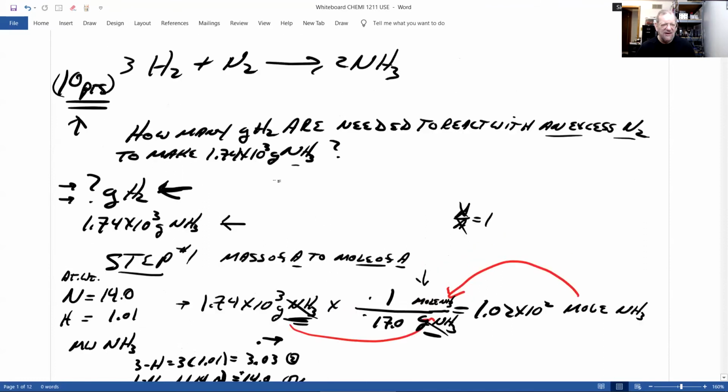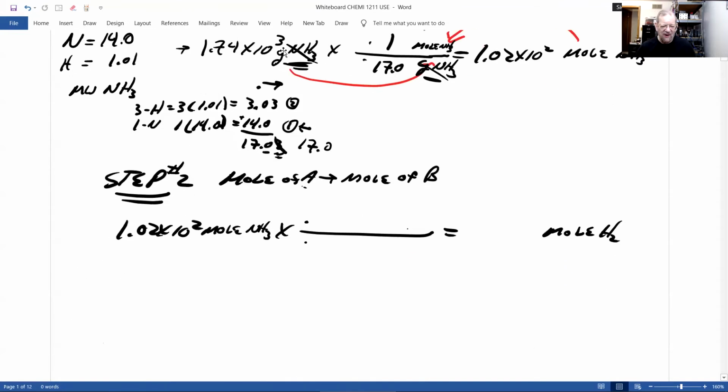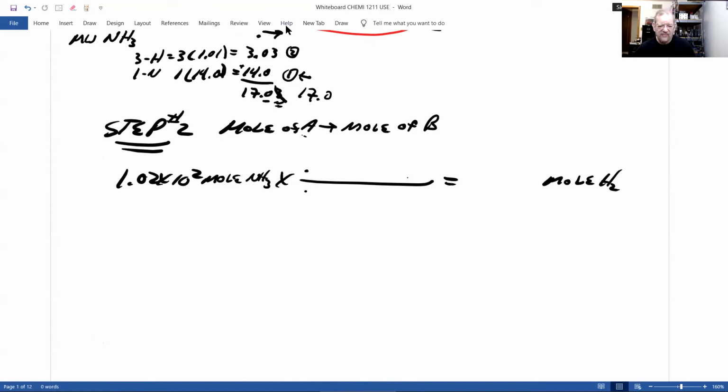And let me remind you, and I'll rewrite this. Here's a balanced chemical equation that you need. And I'll rewrite it down here. And remember, the coefficients of a balanced chemical equation give you molar relationships. And it's your turn. Everybody, help out. Help Dr. White out. What goes on top and bottom of this ratio? Your turn.